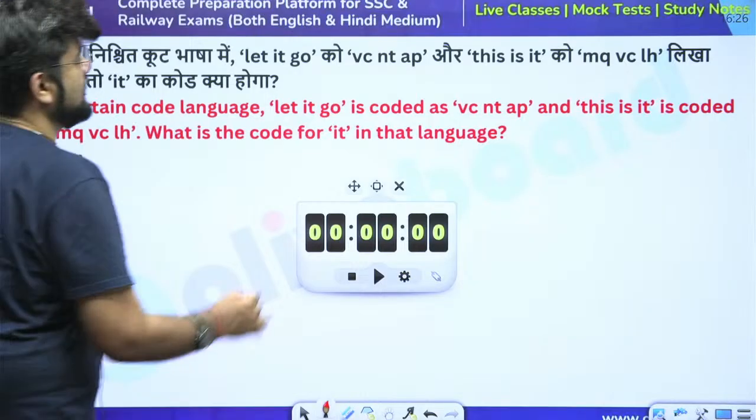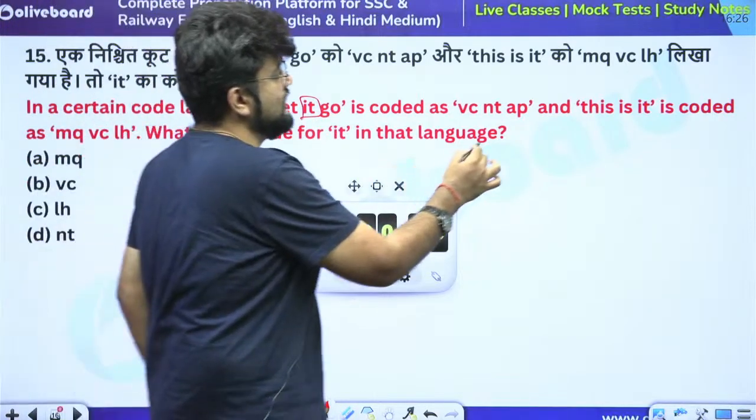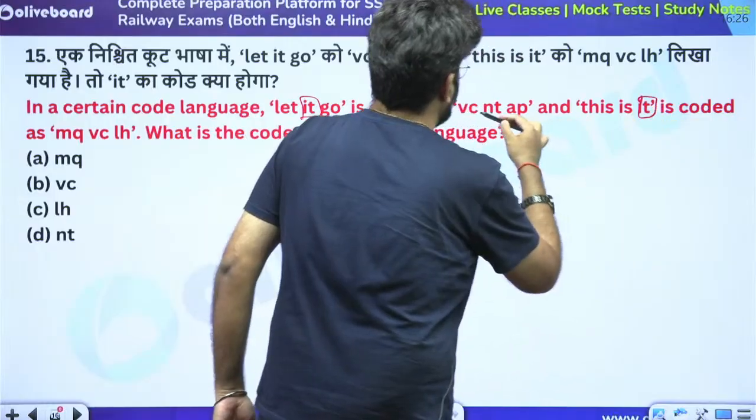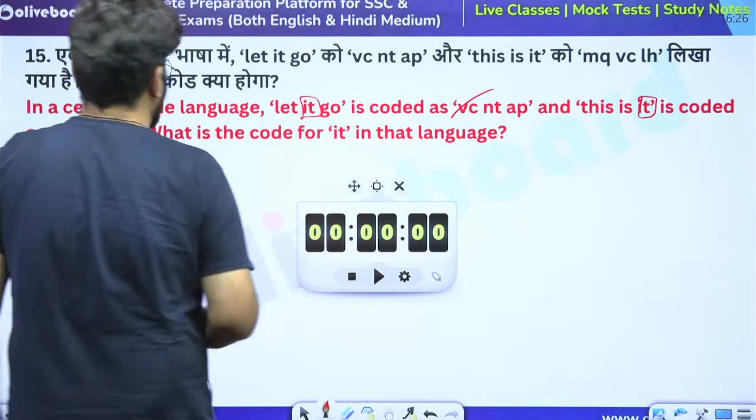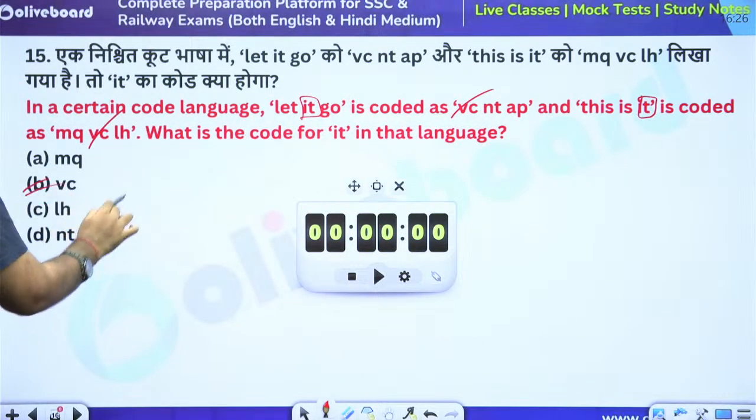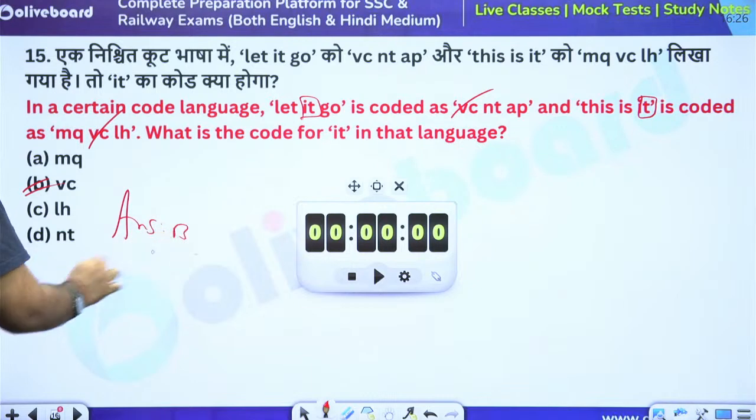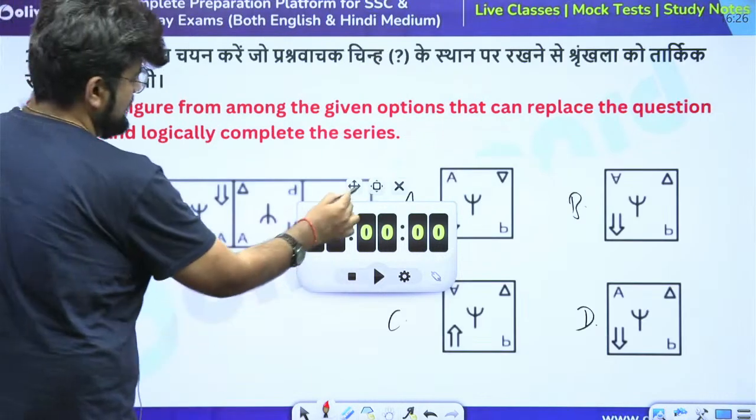So this time they're asking for it. Now in these two, only it is the common one. Okay, so in these two, VC is the common one. So VC will be the code for it. Option B is the correct answer, right? Next.